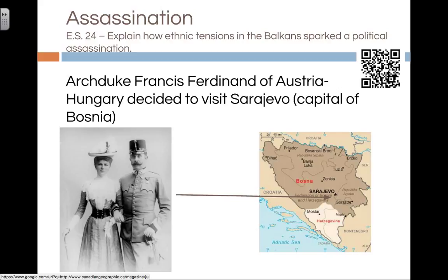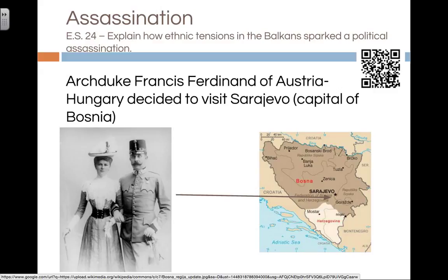Our next question that we're going to talk about, our statement, is how ethnic tensions in the Balkans sparked a political assassination. Okay? Now remember, ethnic is we're dealing with different ethnic groups, people of different origins, whether they have different religion or different beliefs. And the Balkans are an area, and you can kind of see a little bit on my map here, where we have Bosnia, we have Serbia, who is the SER over there in the corner. We have Croatia, Montenegro, and Herzegovina. All these countries make up the Balkans. They all have some similar qualities about them, but it's going to cause a political assassination. So let's talk through it.